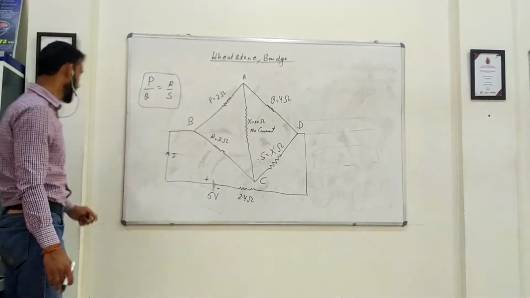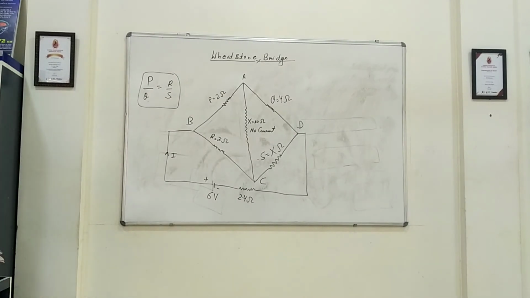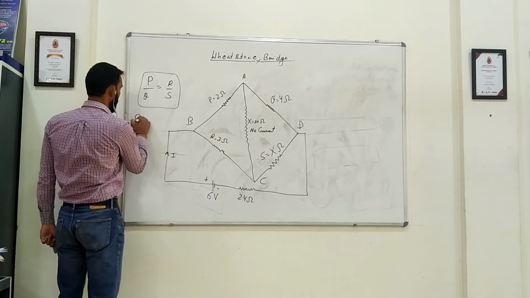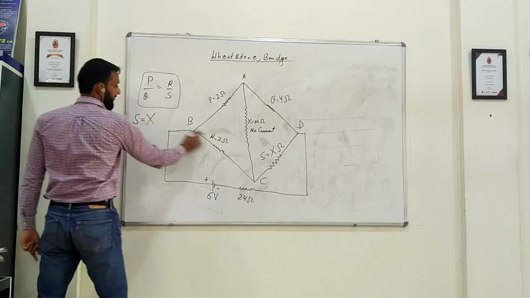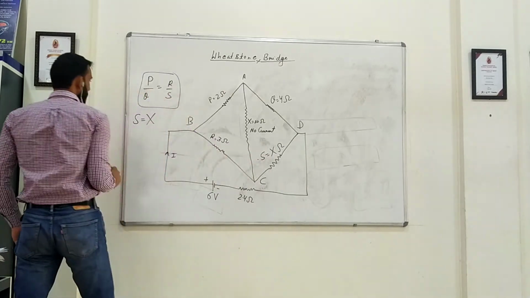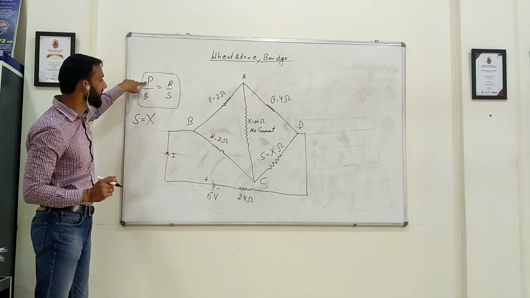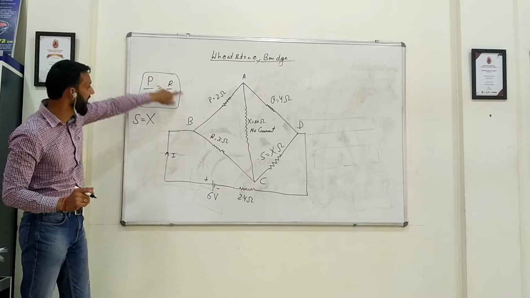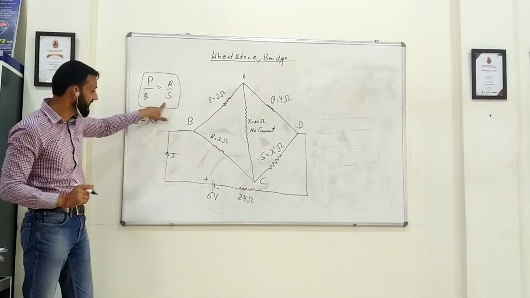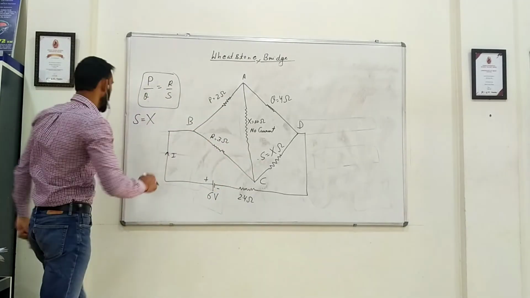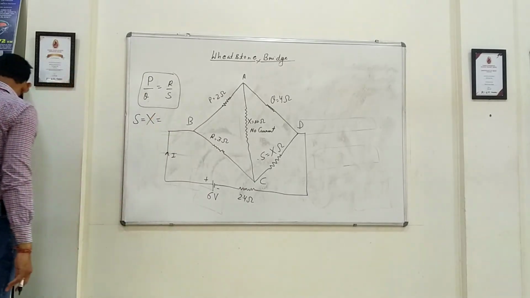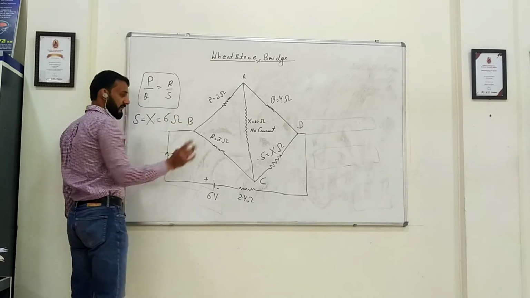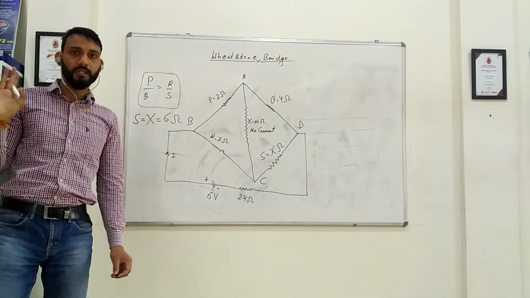Anyone can find this. I'll tell you the answers, don't worry about that. So my value for X, that is S which is equal to X, in this case it is given. When you put in place of P, you will put 2, in place of Q, you will put 4, in place of R, you will put 3, and in place of S, you will put X. So the value of S or X is coming out to be 6 ohm. So that is what you will find out. I'm not going to find it out.